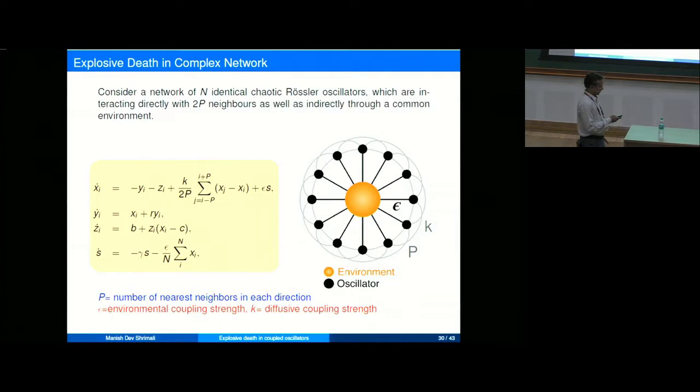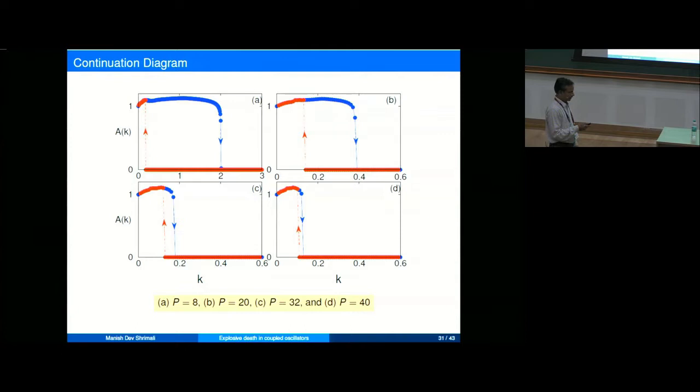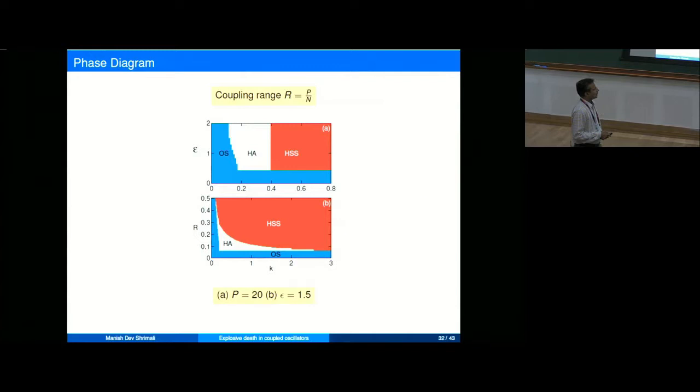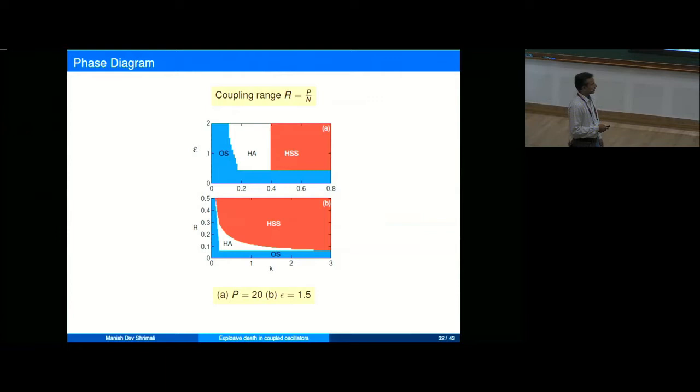Again, we could see an abrupt jump in the amplitude of the oscillators, and we considered this for different numbers of neighbors in the network. Here we considered a network size of 100, but our results are independent of the network size, as I already mentioned. Then we defined the coupling range R, which is the ratio of P over N, the network size. With epsilon, K and R, we worked out the hysteresis region before this oscillatory state, which shows the transition to the suppressed oscillation state.